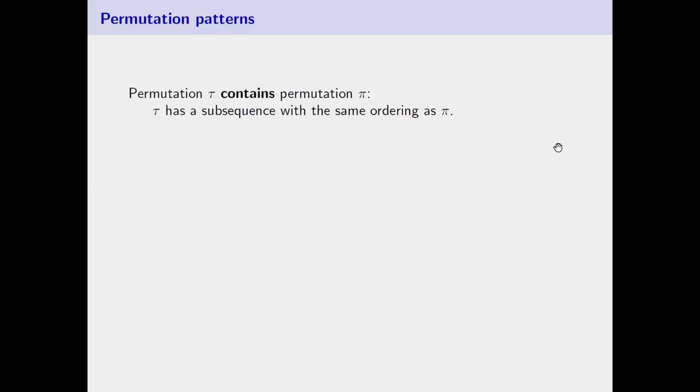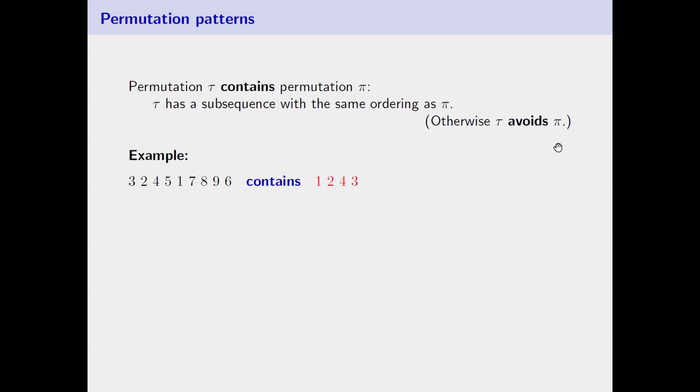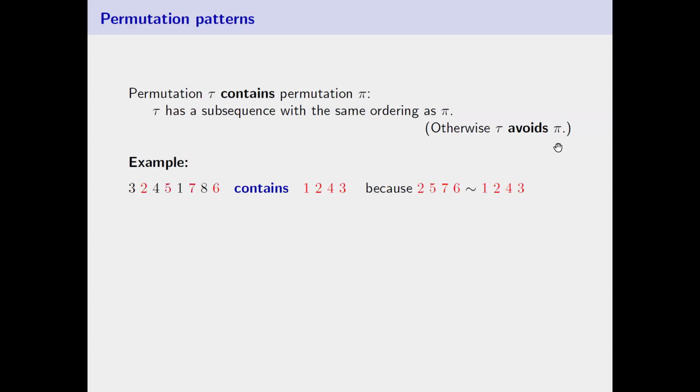If we have a permutation tau, it contains a permutation pi if tau has a subsequence which has the same ordering as pi. Otherwise, it avoids pi. Here is an example. Here is this permutation 3, 2, 4, 5, 1, 7, 8, 9, 6. And this contains the permutation 1, 2, 4, 3, because there is this subsequence 2, 5, 7, 6, which has the same ordering as 1, 2, 4, 3.